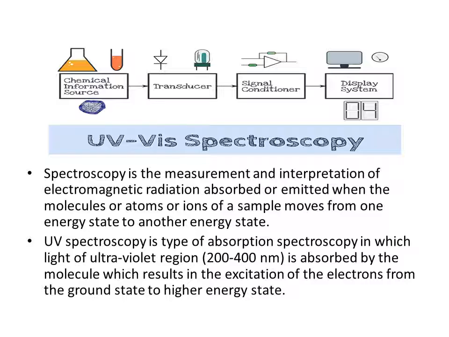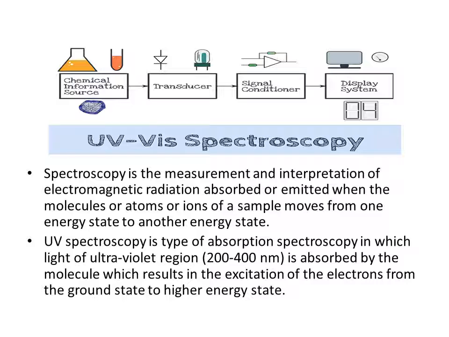So, what is spectroscopy? It is the measurement and interpretation of electromagnetic radiation absorbed or emitted when the molecules, atoms or ions of a sample move from one energy state to another energy state. And UV spectroscopy is a type of absorption spectroscopy in which light of the ultraviolet region, that is between 200 to 400 nanometer, is absorbed by the molecule, which results in the excitation of the electrons from the ground state to a higher energy state.